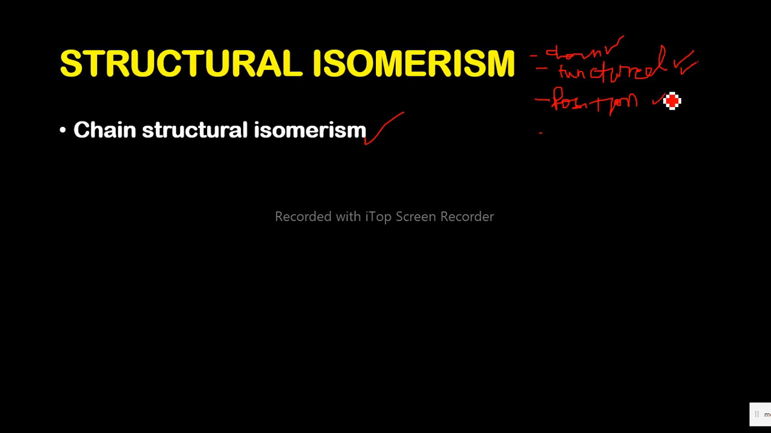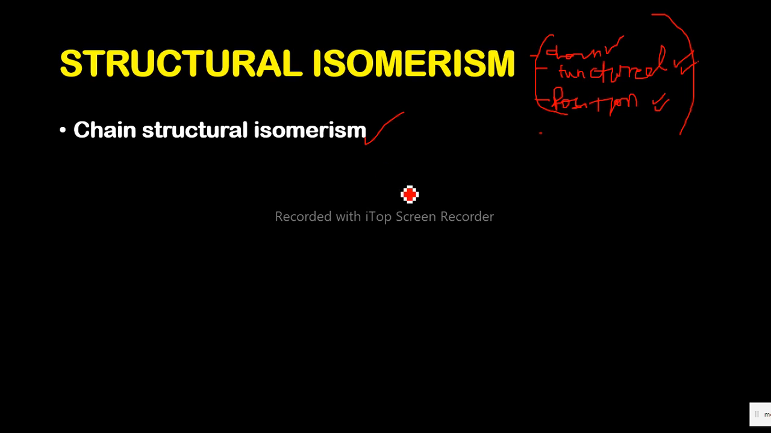Then with position, you have the same functional group, but the functional group is in different positions. One is on carbon number 1, in another compound it might be on carbon number 2, in another on carbon number 3. So the position of the functional group is the one which differs, and that becomes position isomerism. That is just a hint of what we are going to talk about as far as structural isomerism is concerned.